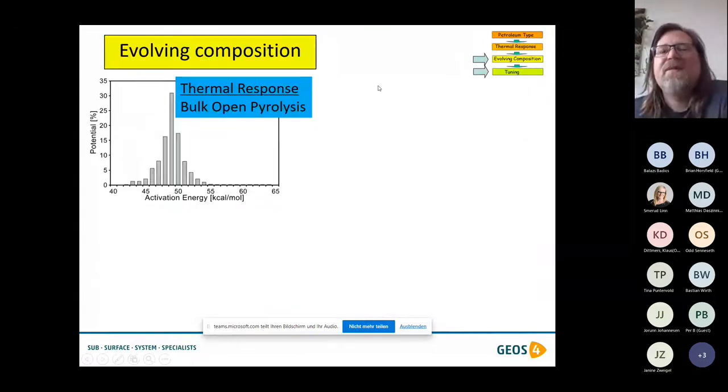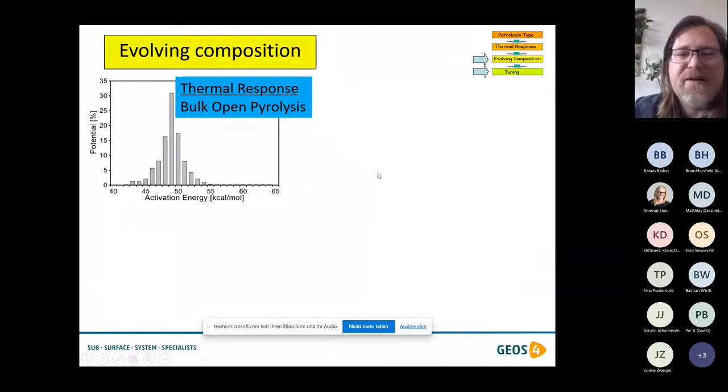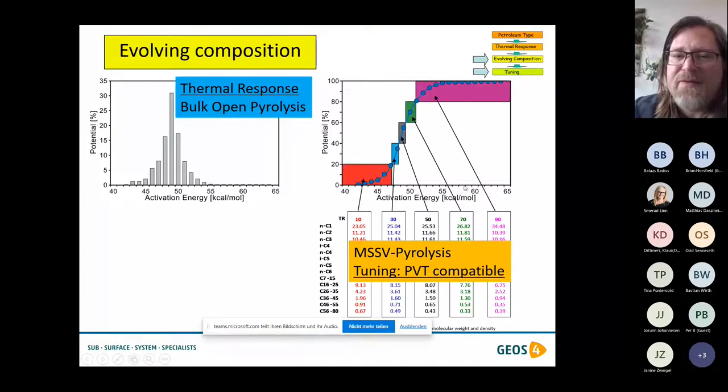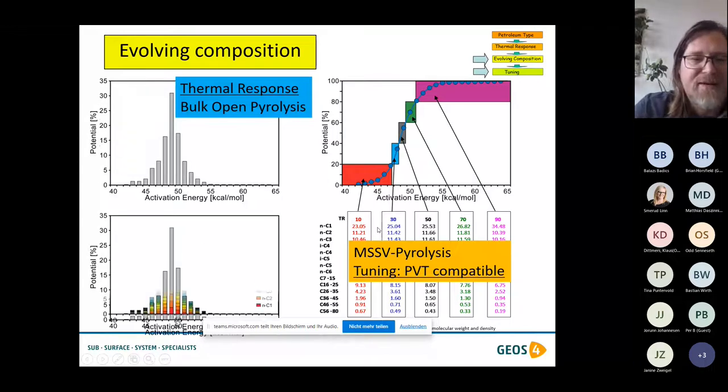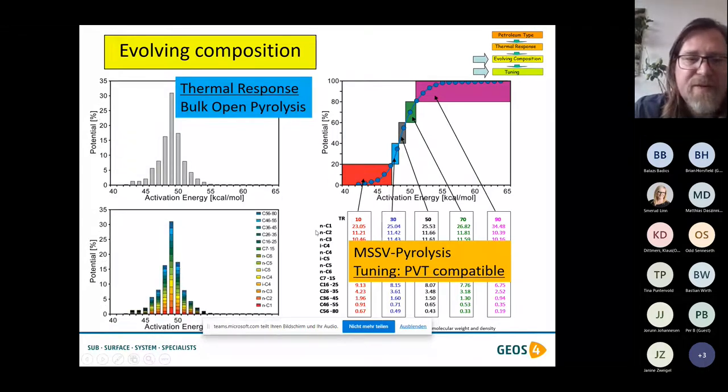So now to get the compositional data in our compositional kinetic models, we run MSSV pyrolysis to five transformation ratios defined by the open system bulk kinetic. And once the data is gathered, it's tuned into a PVT compatible format, and kinetic models can be built by populating the open system data with this closed system data.